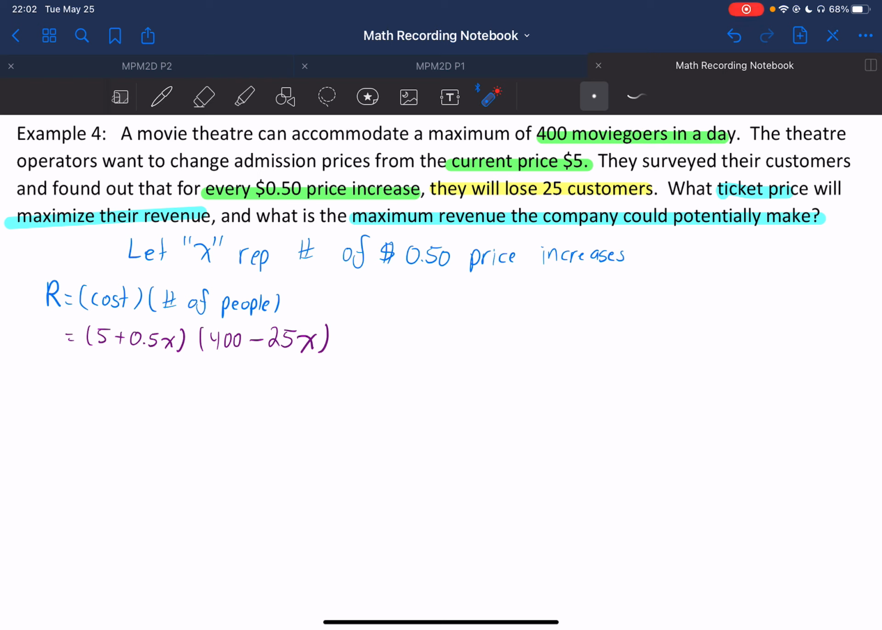What this question is asking us to do is find the ticket price when we maximize the revenue. Now remember, maximize. When we say maximum, that is a time where we want to go and find our vertex. In this case, if we find our zeros and our AOS, it's going to tell us how many price increases they're going to do. And then our optimum value is going to tell us how much money is the maximum amount they're going to bring in. So our first step is to find our zeros.